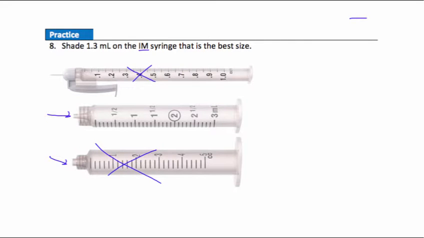So let's see, 1.3 milliliters. So first we shade this in. Let's get up to 1. And let's see. There are 10 marks between our units here. That means everything is going by 0.1 then. So this would be 1.1, 1.2, 1.3 milliliters. And we want to shade that on the 3 milliliter syringe.